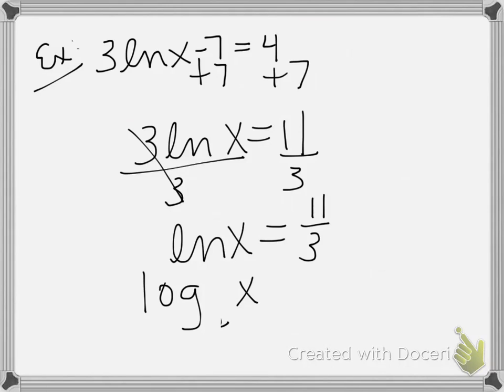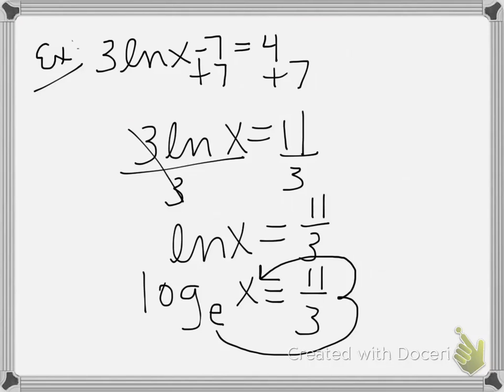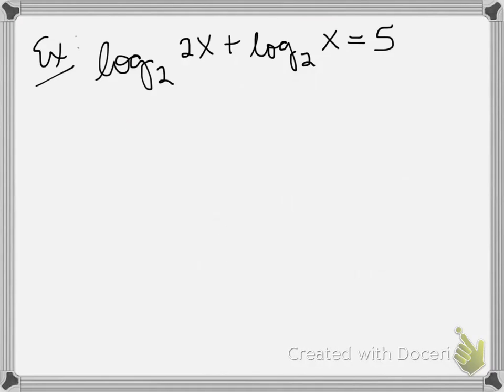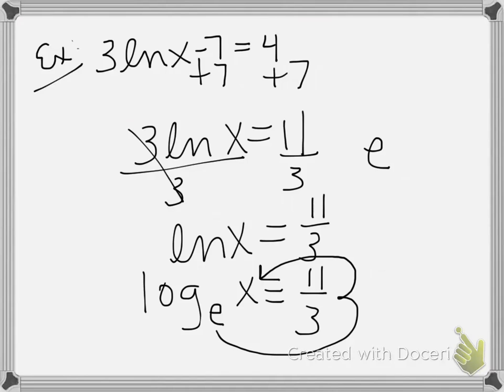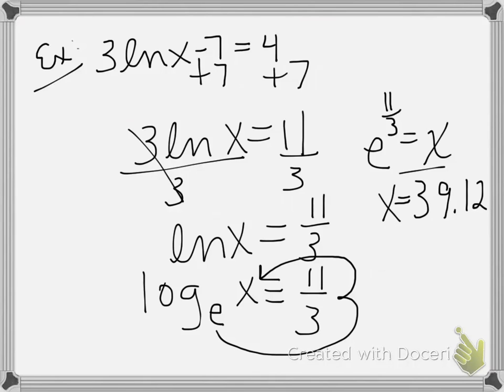Let's erase that and try it again. Log base e of x equals 11/3. Then you can rewrite it: e to the 11/3 power equals x. And if I put that in my calculator, I get x is 39.12. Okay.